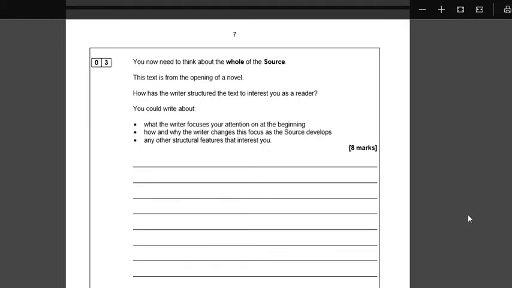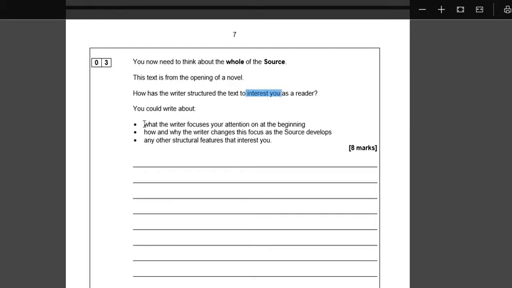Okay, looking at the layout then of question 3, you have a few bits of information there and then some bullet points. So you now need to think about the whole of the source. This text is from the opening of a novel. How has the writer structured the text to interest you as a reader? So you need to look at your keywords here. So how has it been put together? How has it been structured to interest you?